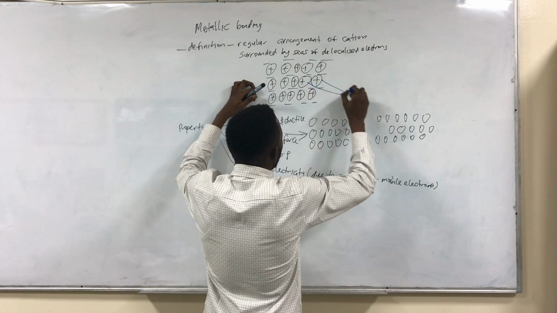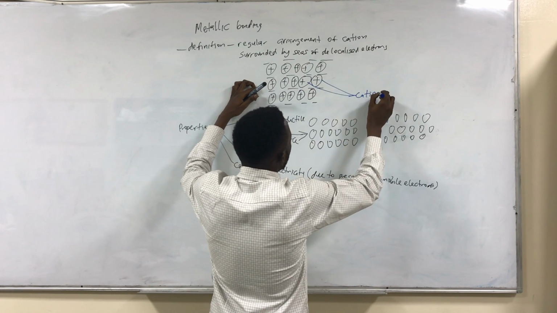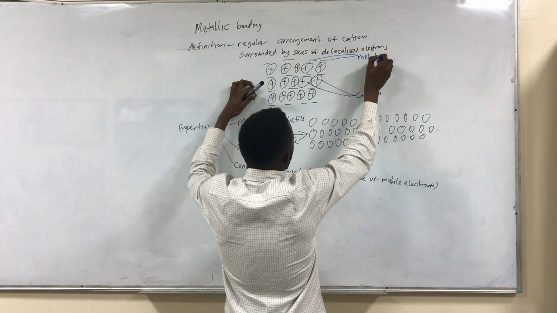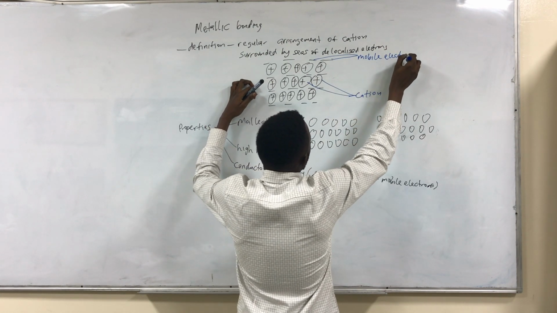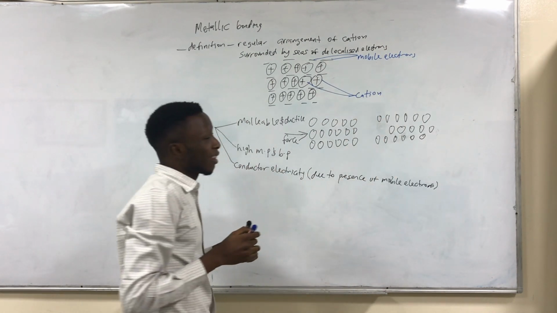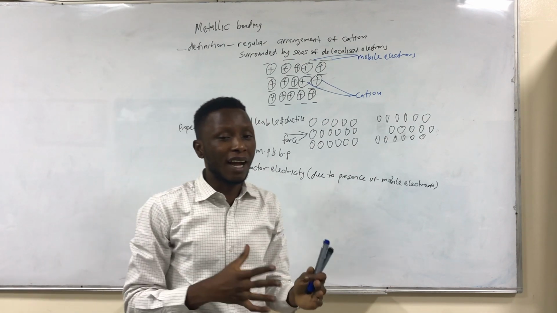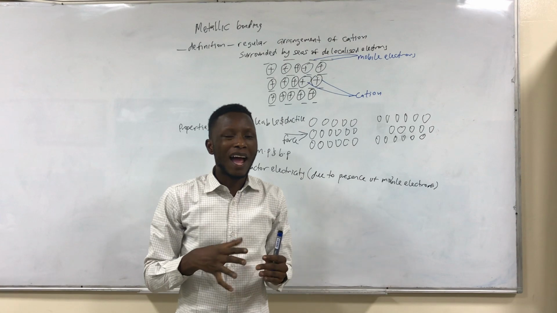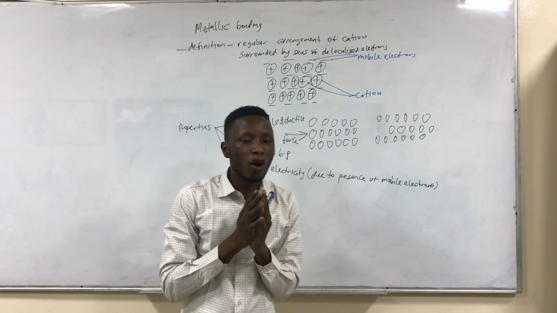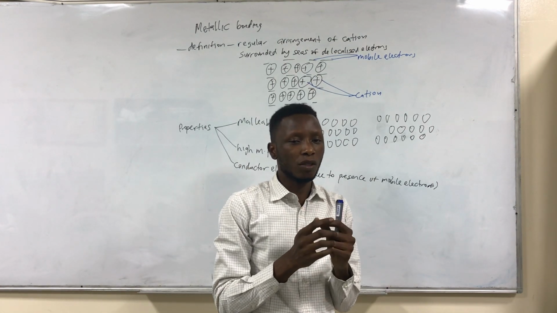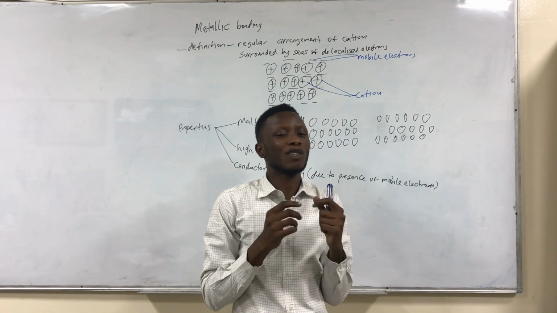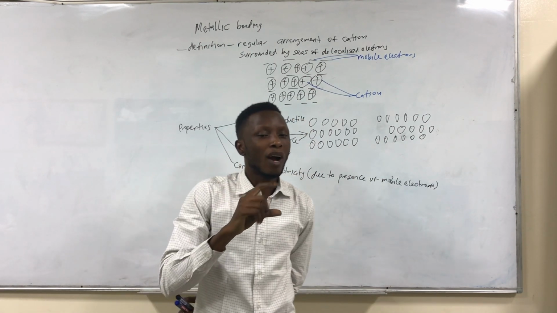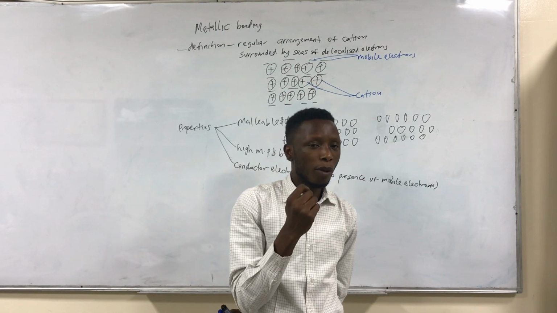The positive signs inside the circles are cations, and these signs that I have there are called mobile electrons. So metallic bonding is a regular arrangement of cations surrounded by a series of delocalized electrons, and they are held together by strong electrostatic force of attraction. It's this strong electrostatic force of attraction that makes metals have high melting and boiling points.